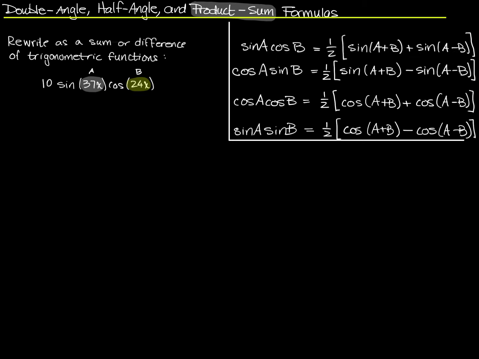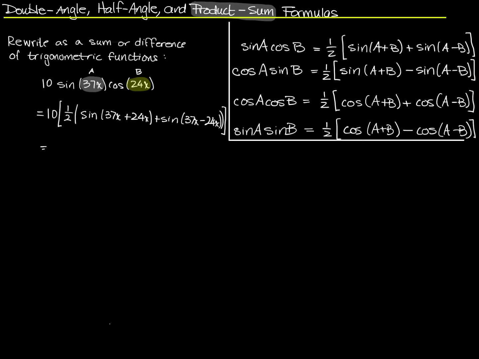So I'm going to rewrite this as being equal to 10 times 1/2 of the sine of A, which is 37x, plus B, which is 24x, plus the sine of A, which is 37x, minus B, which is 24x.